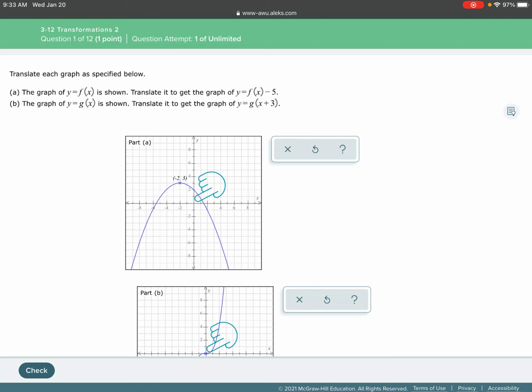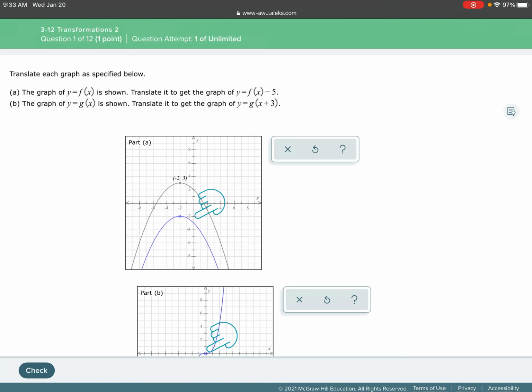So if this is the original graph f of x, minus 5 means we're going to translate down 5, because we know that negative 5 or minus 5 represents our k, and that tells us that we're going to shift our graph down 5.